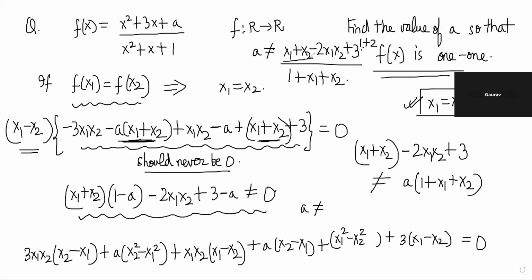So 1 plus x1 plus x2 can be cancelled. You get 1 plus 2 minus 2x1 x2 by 1 plus x1 plus x2, right? We are getting that a should never be equal to this value.